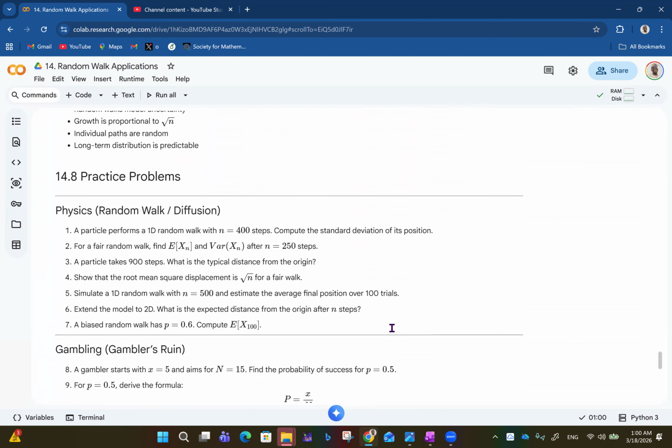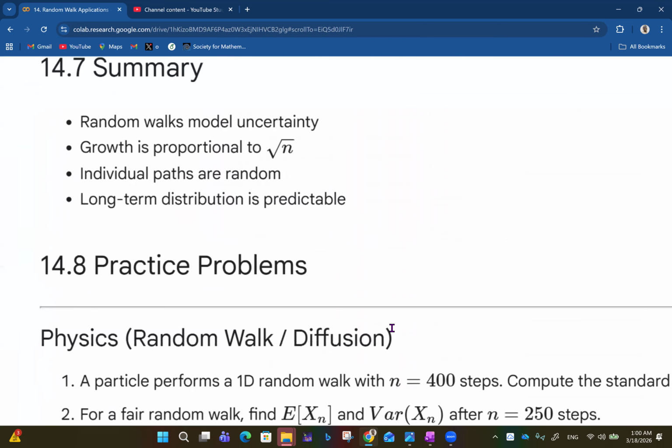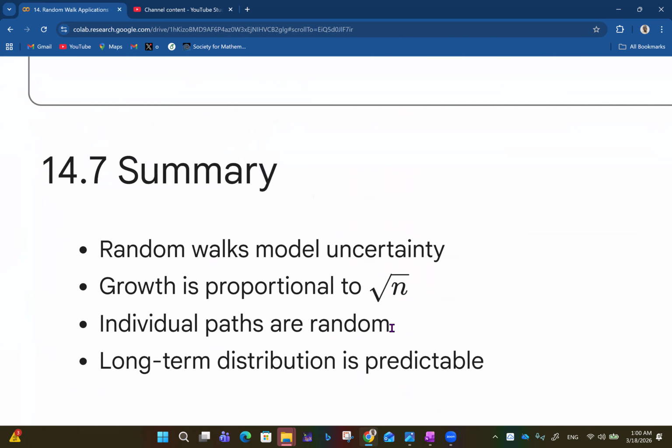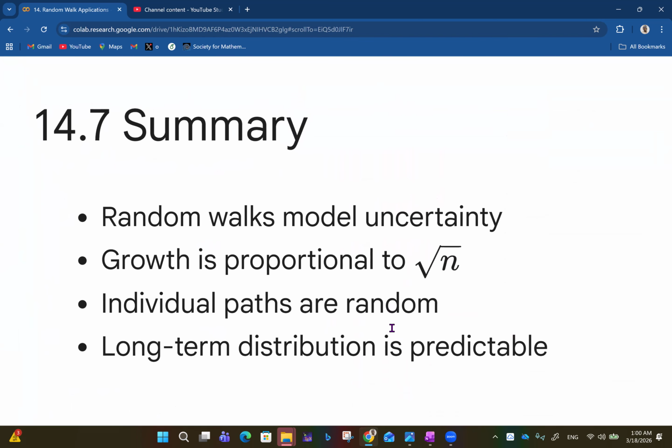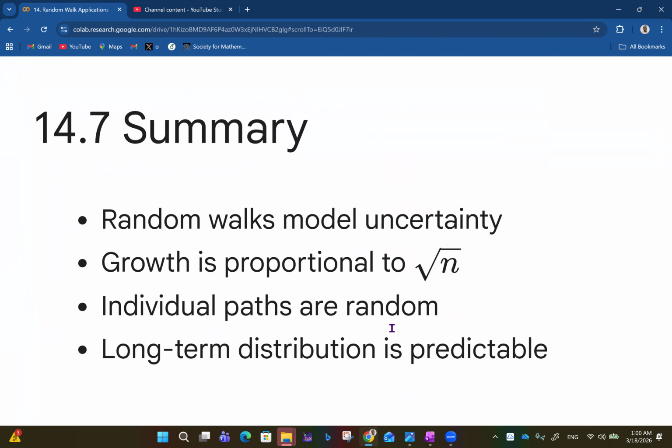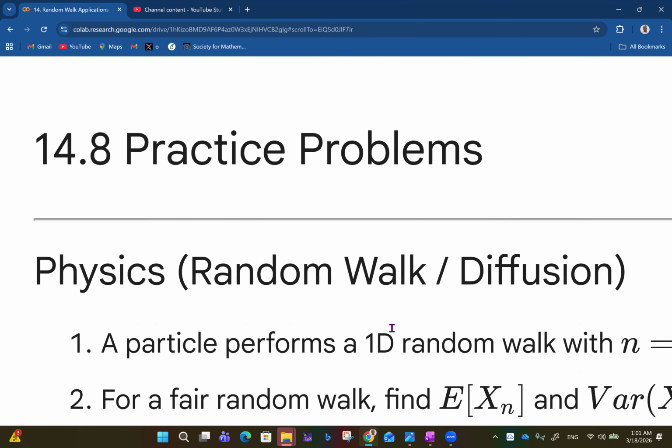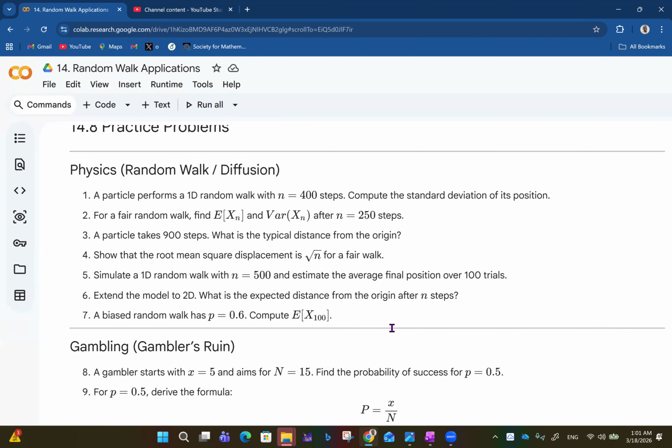So then long-term distribution is predictable, of course. So it's just like the central limit theorem or law of large numbers, right? The more steps are taken, the more predictable the system becomes. So we have some practice problems here.